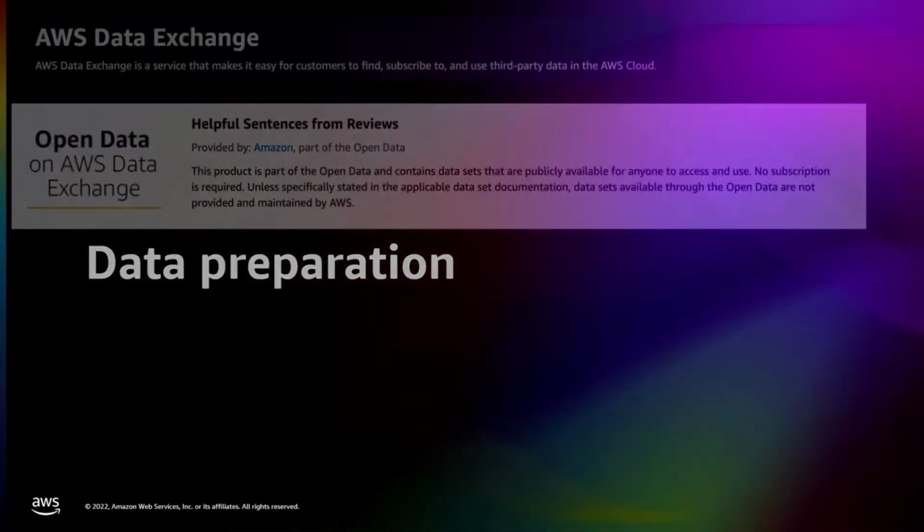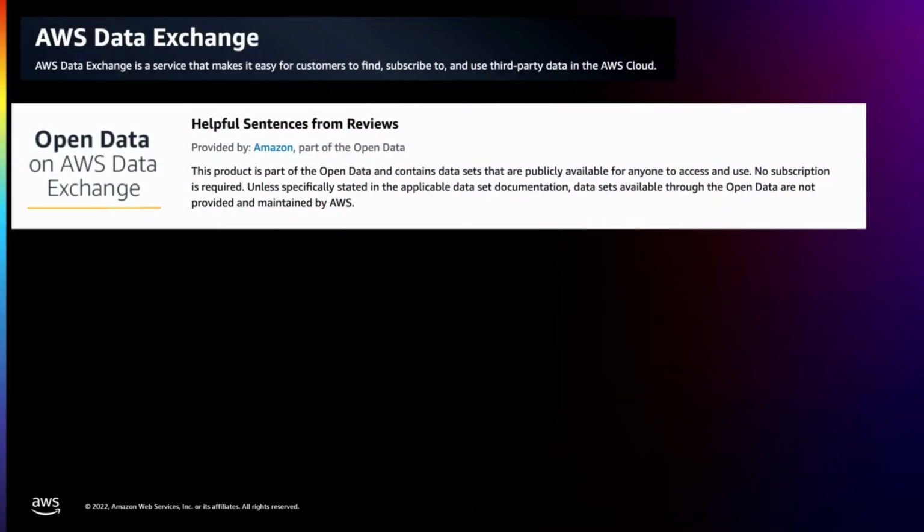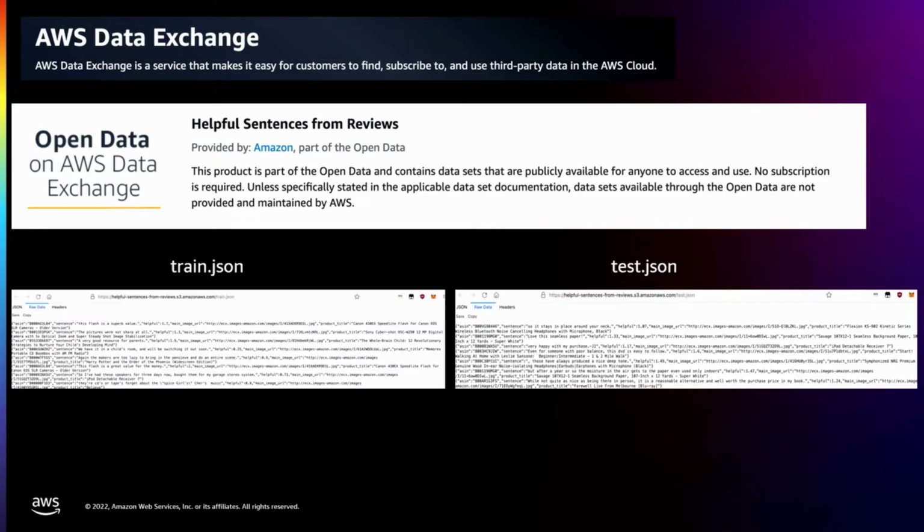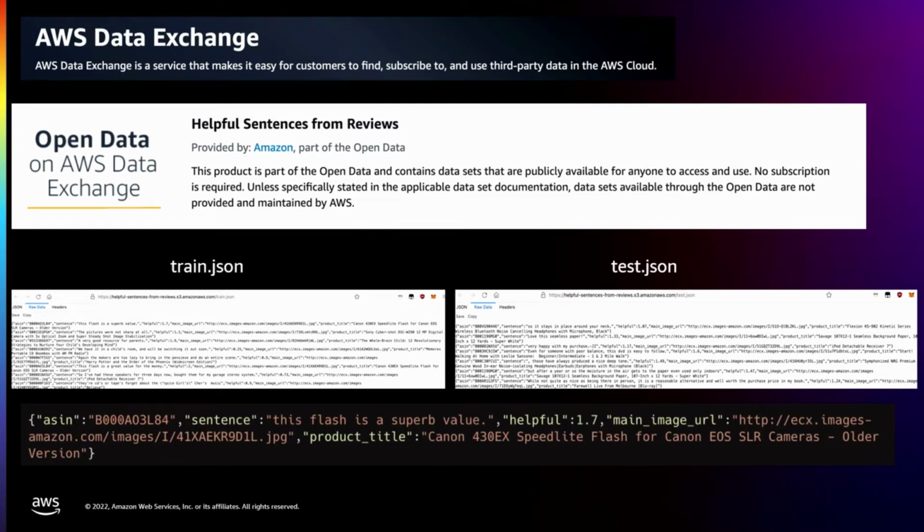So before we get started with any model training, we need to collect data. Using the AWS Data Exchange, you can find data sets for over 300 different tasks, such as satellite images or text-based data sets. For this, we're going to use a helpful sentences from reviews data set that's on the open data of AWS Data Exchange. It provides 2 files, a training JSON and a test JSON, typical machine learning classification task. And it's very, very basic. It's in this pseudo JSON format. It just has the sentence, the helpful score, the image, the text.